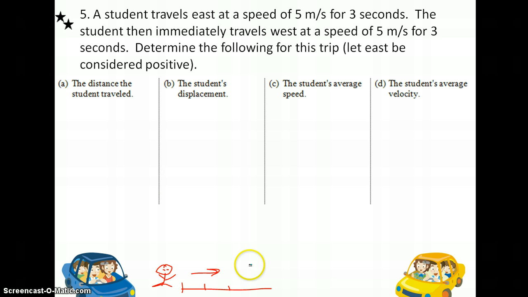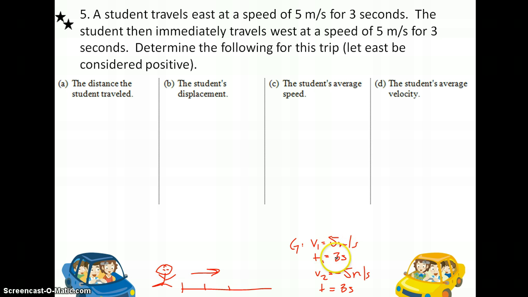So let's list out our variables. I'm going to put them down here at the bottom because we're going to refer back to them for several problems. Our givens: our first velocity is 5 meters per second, and our first time is 3 seconds. Then they give us the other direction, so we'll call that velocity 2. Since east is considered positive, west is negative, so that's negative 5 meters per second, and the time for that one is also 3 seconds.